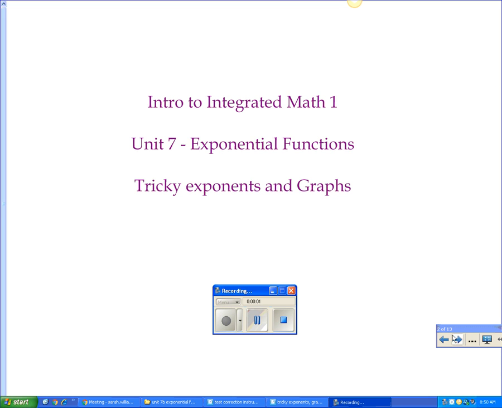Exponents and graphs. This is our last lesson in Unit 7.